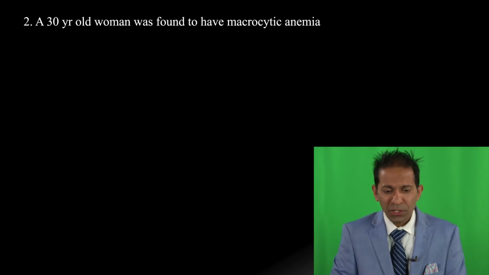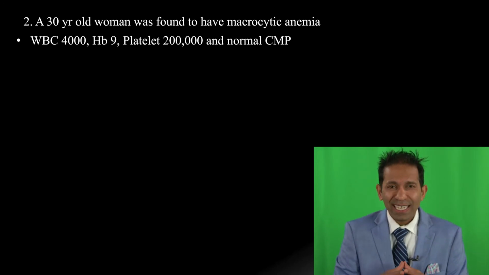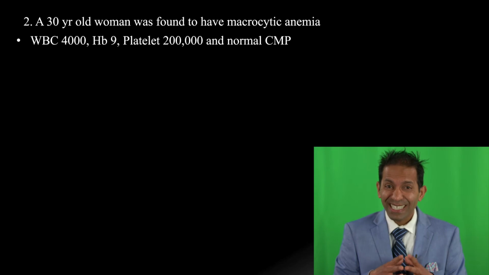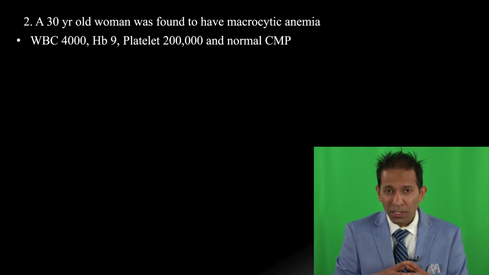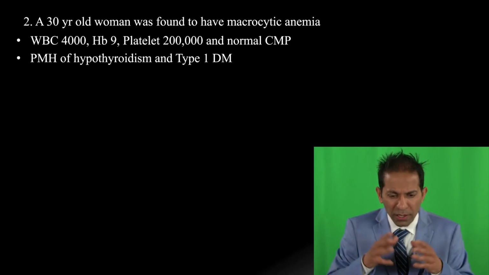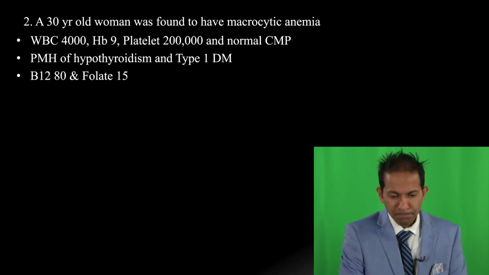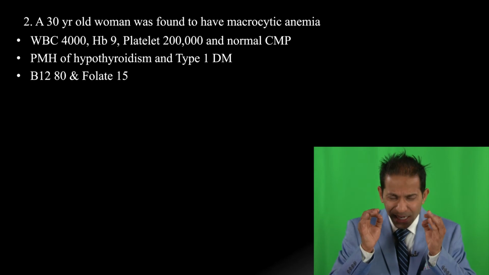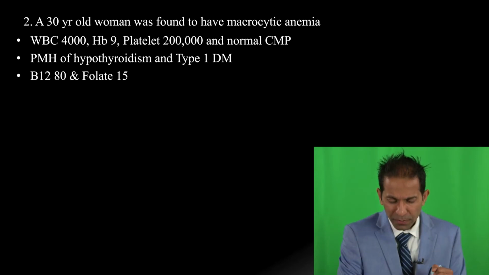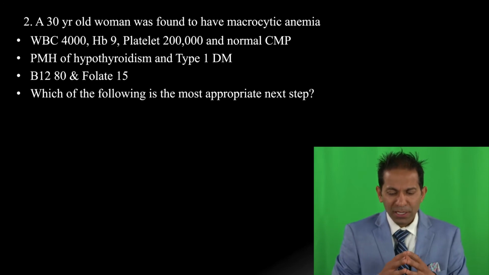So let's do question number 2. You have a young female, a 30-year-old female. She was found to have macrocytic anemia. Her white cell count was 4,000. Her hemoglobin is 9. Her platelet count is 200,000. Her CMP, complete metabolic profile, is normal. She has a past medical history of hypothyroidism, and she also has a past medical history of type 1 diabetes mellitus. Her B12 level is 80. Her folate level is 15. Which of the following is the most appropriate next step in the management?